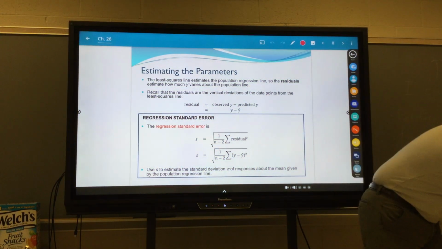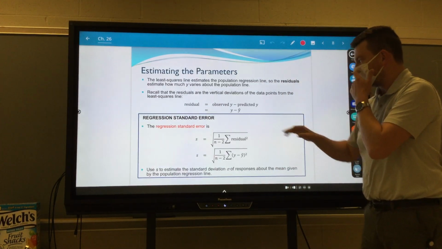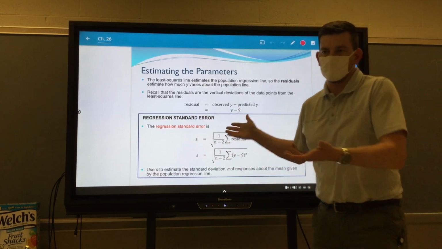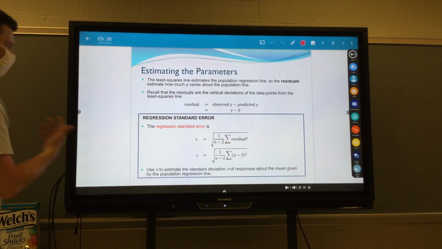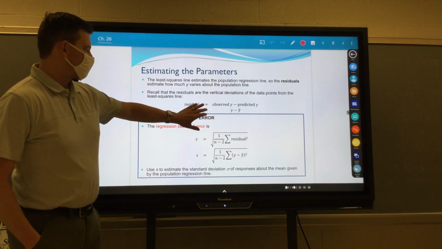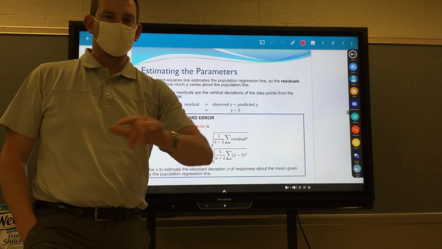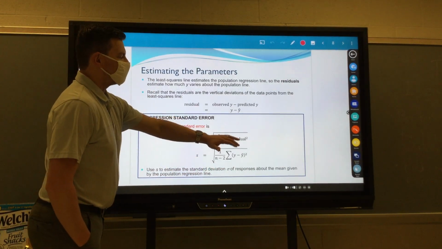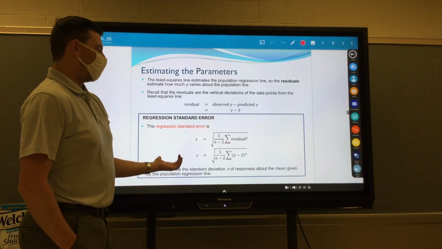All right, so anyway, we were talking about standard error. The regression standard error uses these residuals. Now, this is an equation that I don't even know why it's here. You're not going to do this by hand. You would not want to do this by hand, but you are finding this regression standard error by taking each individual residual, squaring it, adding them all together, and multiplying by 1 over n minus 2.